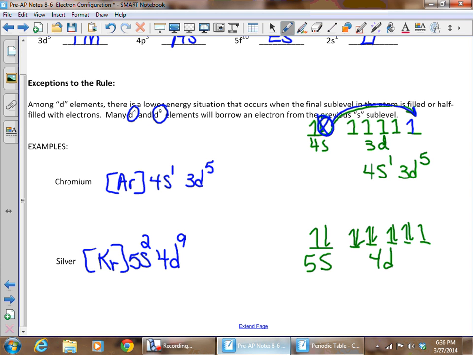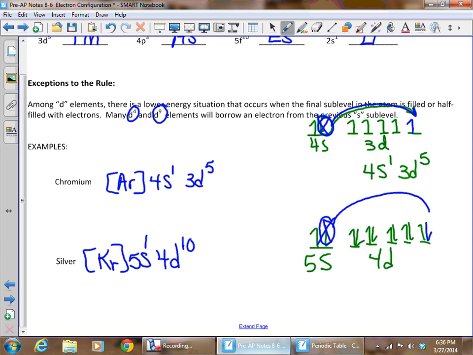And again, what's going to happen is that one of the electrons in the s is going to be popped out and put into the d orbital so that it fills it up. It's just a lower energy situation. So this is going to change to a 5s1 4d10.